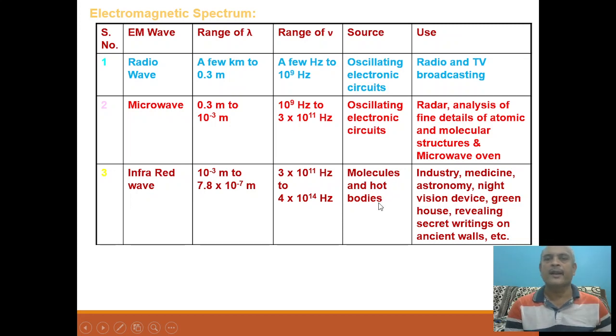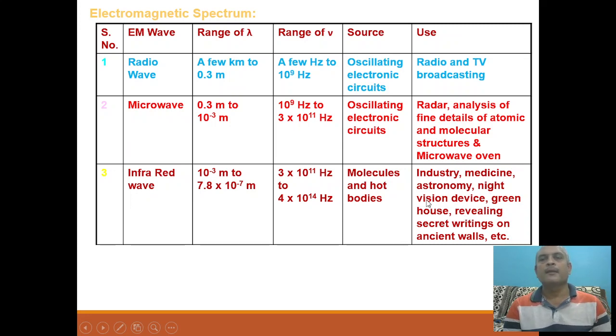What is the use of this heat in our industry? We dehydrate chips, in fishery industries we dehydrate fish and meat materials, and it is used in medicines, astronomy, night vision devices, greenhouses, and revealing secrets within ancient walls. We can also do fog photography, because we have a type of lamp in our car called a fog lamp. They produce infrared, and infrared melts the fog so the vision goes longer.